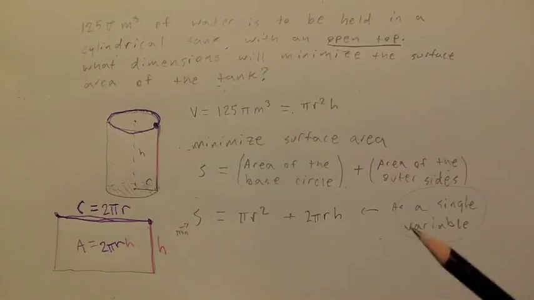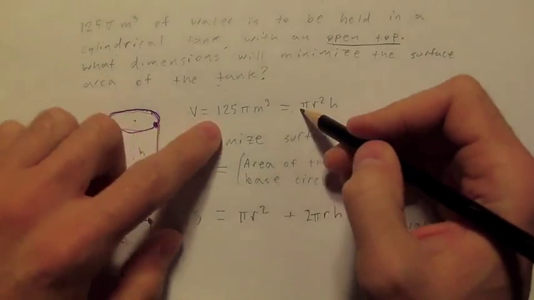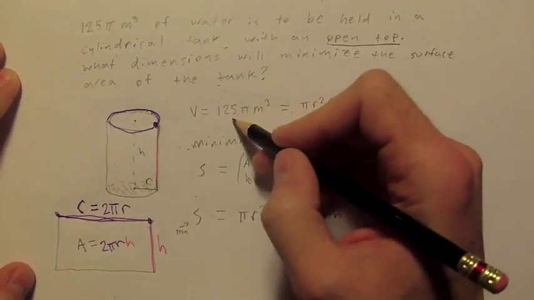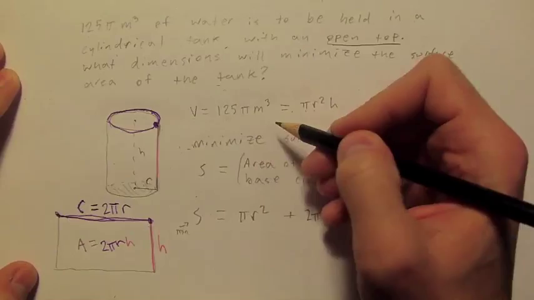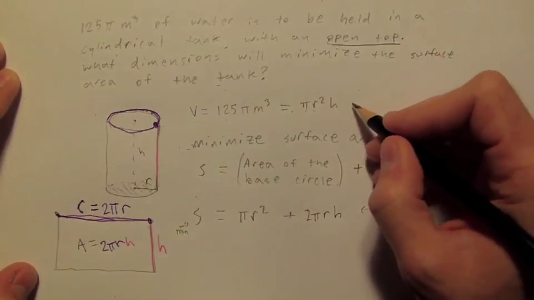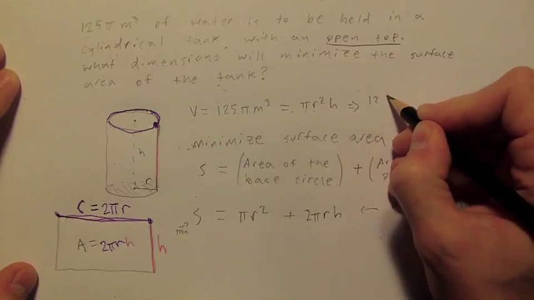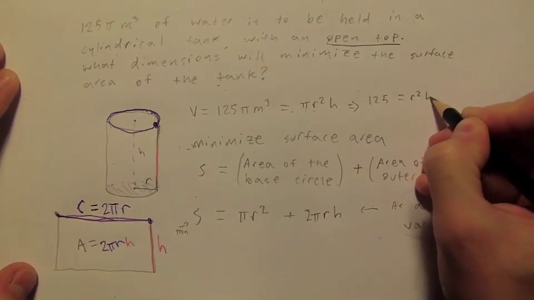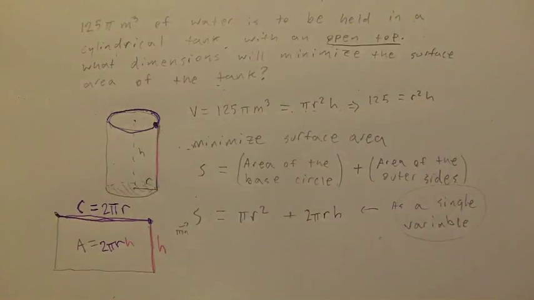Okay, so that means we're going to go back up to this formula here. I have pi r squared h is equal to 125 pi. All right, so the first thing I'm going to do is divide by pi on both sides to get 125 is equal to r squared h. And then I'm going to pick whatever's easiest to solve for.